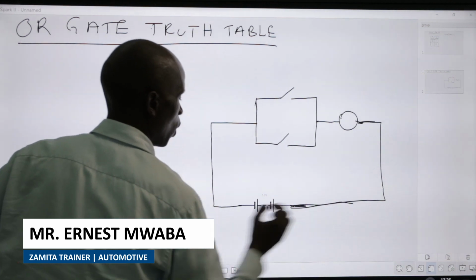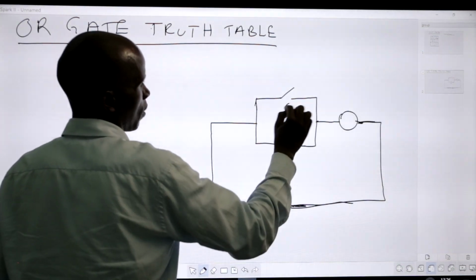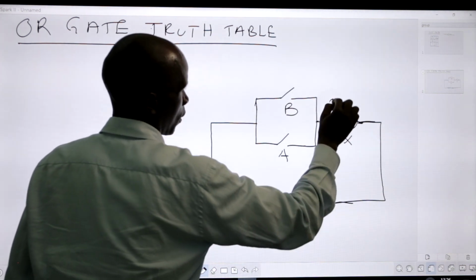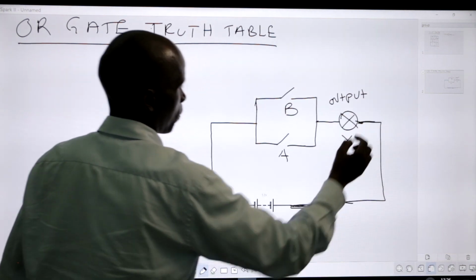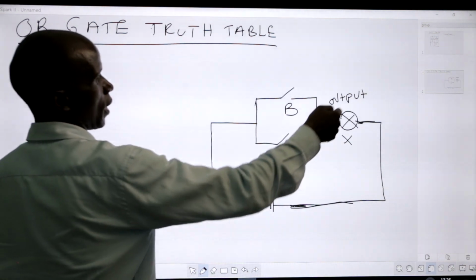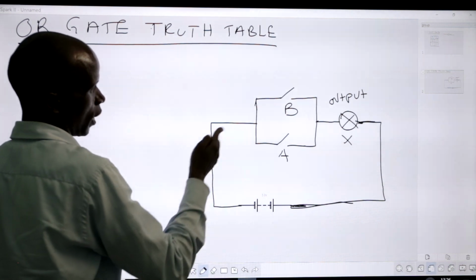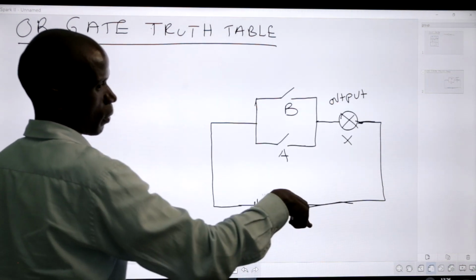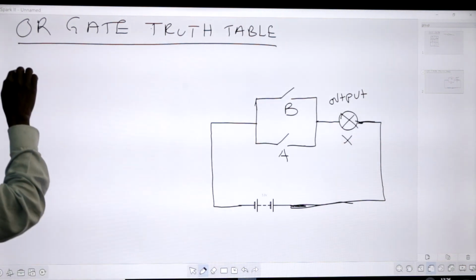Now, with this, if I have this as my A and this is my B, then this is my output, X, and of course I'll use a lamp. If I decide to turn on switch A, this should be on. If I turn on switch B, current will move from here, pass through switch B, and you have a complete circuit. Now from here, the truth table will follow the same thing.